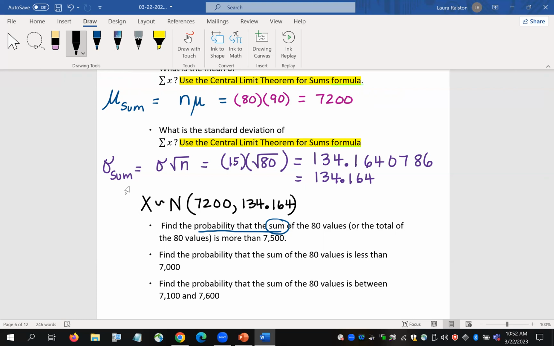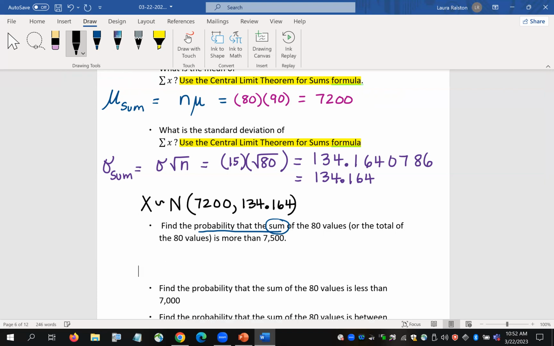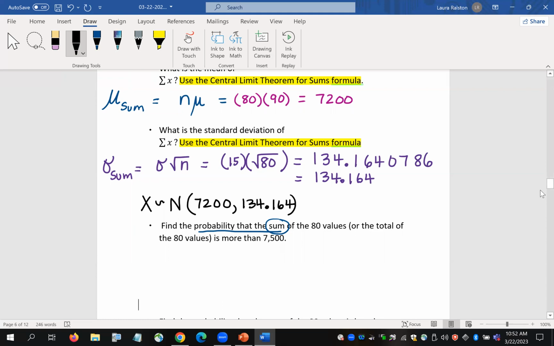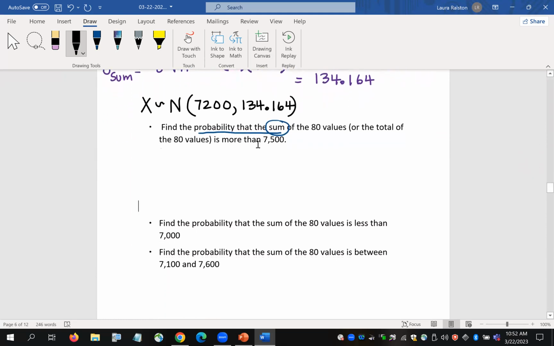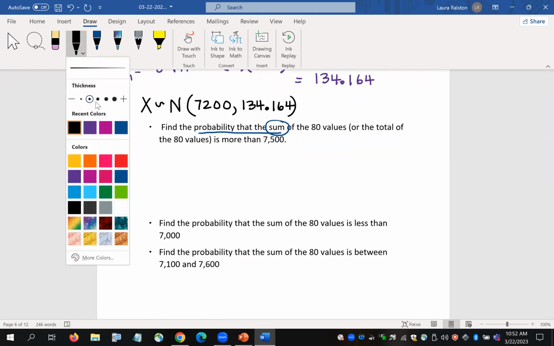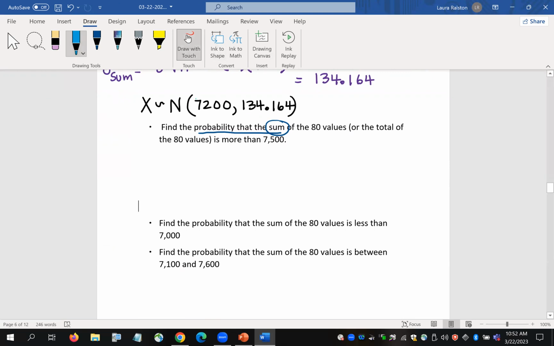I am more familiar and have seen the central limit theorem for the mean used. And that's not to say that the sum version is not useful. It's just in my experience, I've not seen it used a lot. So that's why we do look at both versions, because in some cases it might be easier or better to use. So if we look at these problems, again, we now know, even though the original distribution was unknown, we now know that it's normal, and we have the mean and the standard deviation.